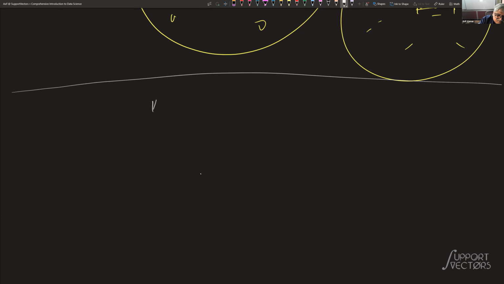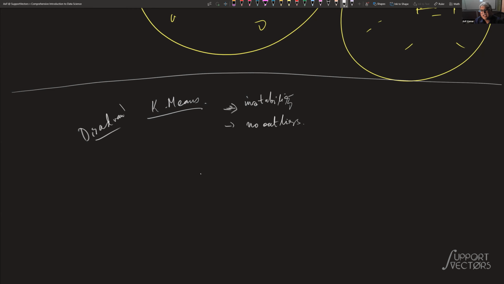At this moment, let's say k-means, we are there. One of the problems with k-means was, remember, instability. If you take different initialization points, you can end up with different results. The second problem was that it has no outlier ability. No outliers.